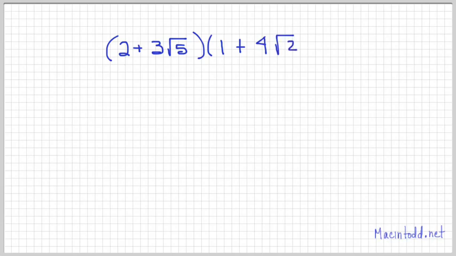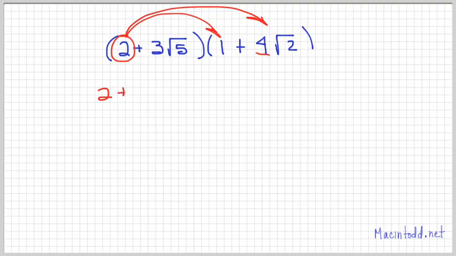And one more big one, let's do 2 plus 3 root 5 times 1 plus 4 root 2. This is a FOIL problem, or a distributive property. 2 times 1. 2 times 4 root 2, outside times outside. 2 is outside, 4 is outside. I distribute the 3 root 5 to the 1. 3 times 1. And I distribute 3 root 5 to the 4 root 2.